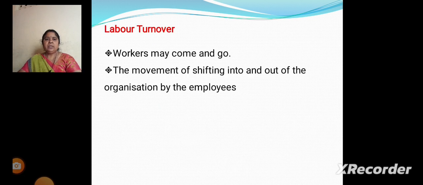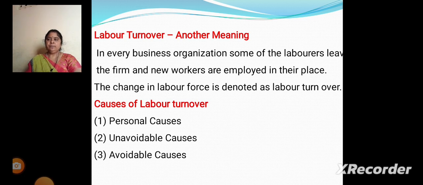Next one is labor turnover. Workers may come and go. There is a normal element in every business organization. The movement of shifting into and out of the organization by the employees is known as labor turnover. Another meaning for labor turnover: in every business organization, some of the laborers leave the firm and new workers are employed in their place. The change in labor force is denoted as labor turnover.